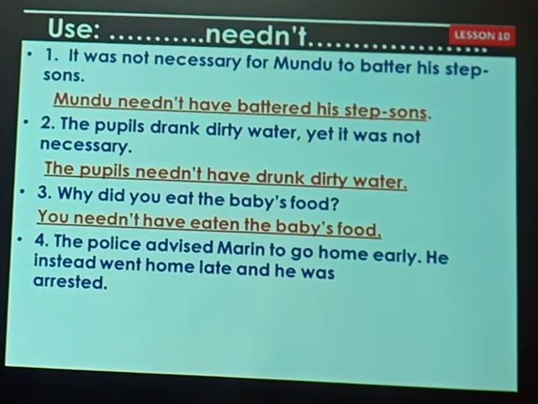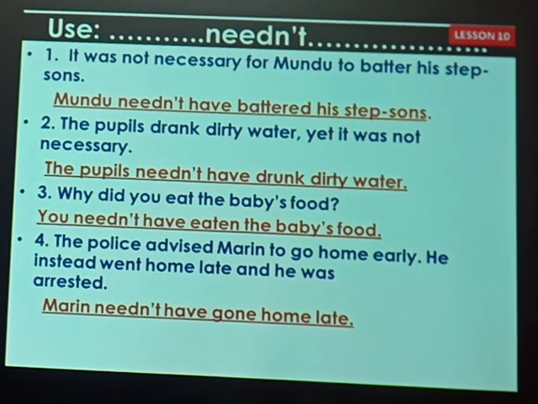Let's have a look at this example. That is example 4. And it reads, the police advised Marlene to go home early. He instead went home late and he was arrested. In such a sentence, we need to analyze what did Marlene do? The police advised, yes. Marlene did not take the advice. What did he do? Marlene went home late. If Marlene had gone home early, he wouldn't have been arrested. Because Marlene did not take the advice, what happened? He was arrested. So what do we do? We blame Marlene using needn't have. When you use needn't, it will automatically become needn't have. What should be the answer there? Marlene needn't have gone home late.